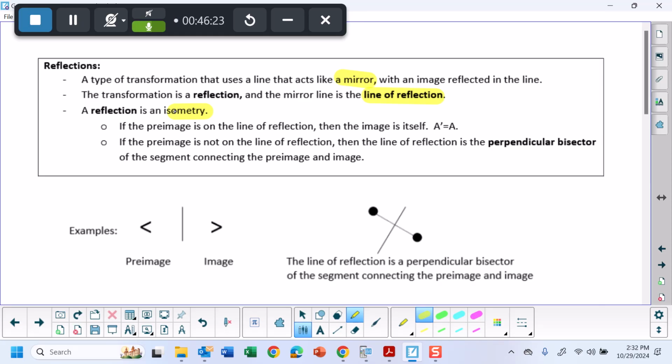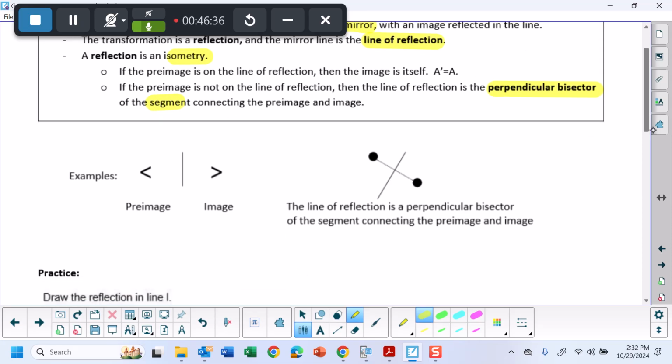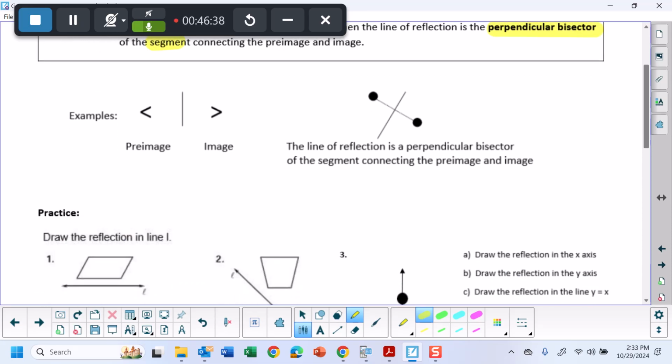If the pre-image is not on the line of reflection, then the line of reflection is the perpendicular bisector of the segment connecting the image and pre-image. Let me show you what we mean by that. So if you look here, this is my line of reflection between my pre-image and image. Do you see how this is reflected or flipped over?